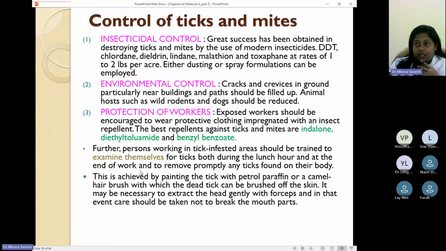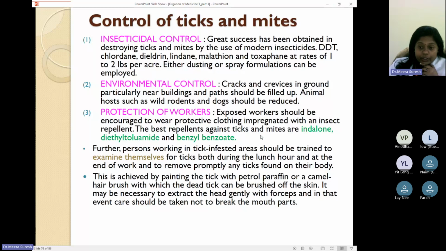So, which means if the ticks are entering the body, they will be so small to see, but they shouldn't remain for a long time. That is why on a single day, all these people who are working in much tick-infested areas are advised to examine their body twice per day. One is at lunch time and also at the end of the work, so that ticks can be removed promptly from the body.